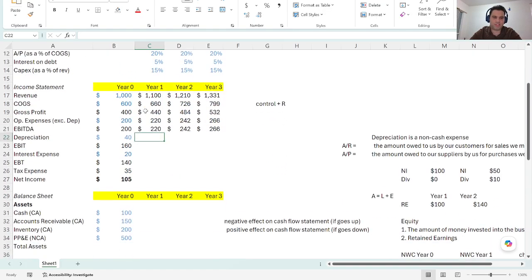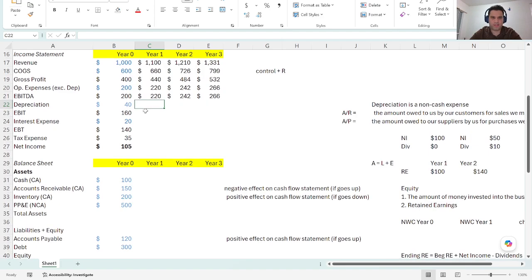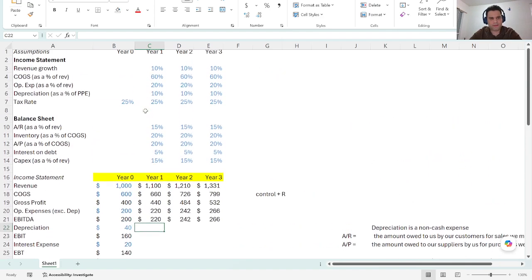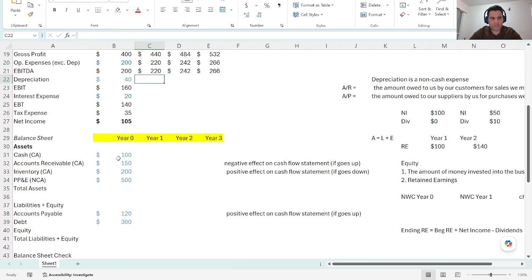So let's go to the balance sheet and let's look at what we can complete out. So we're given cash, accounts receivable, inventory, PPE. So total assets is just a summation of these figures. We can use Alt equals if you're using a Windows laptop. Alt equals is a shortcut for auto summing.